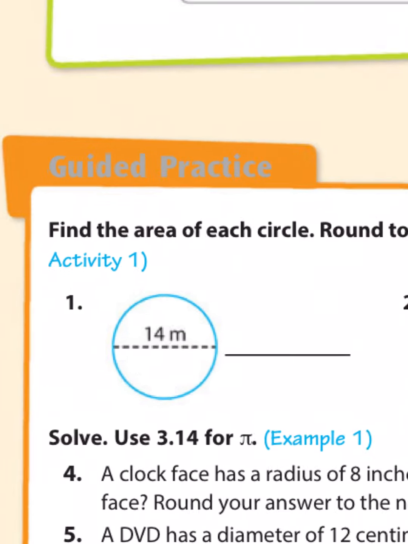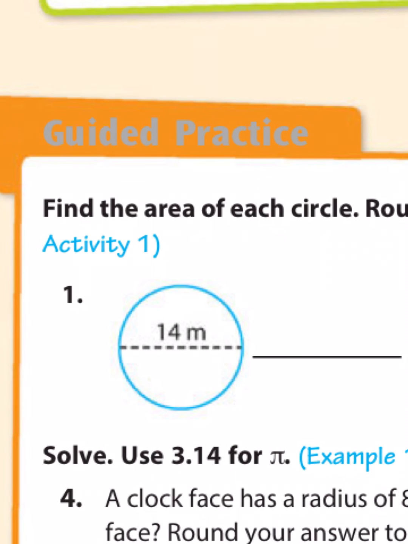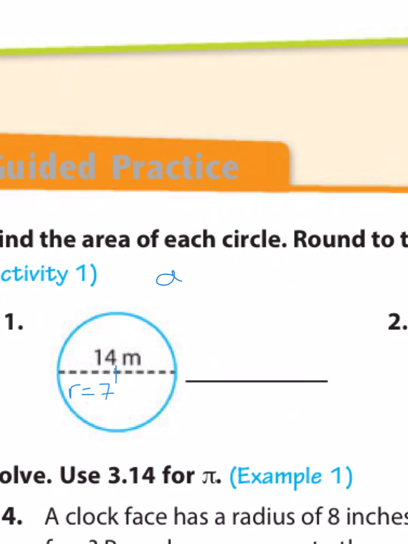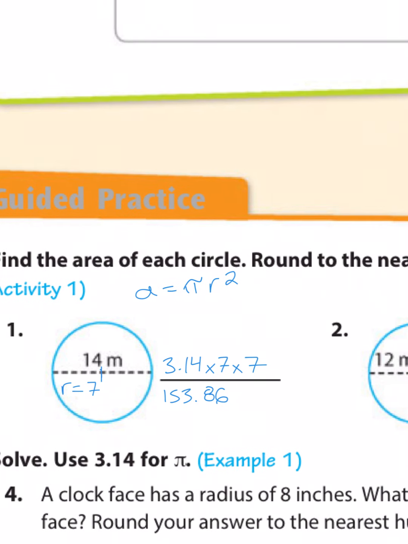1 gives us the diameter. If the diameter is 14, we know the diameter is the distance across the circle, so halfway across the circle, the radius would be 7. Now we plug in. I know area is pi r squared. We're going to use 3.14 for pi times 7 times 7. If we plug that into our calculators, we get 153.86. 153 and 86 hundredths. That should be meters squared.